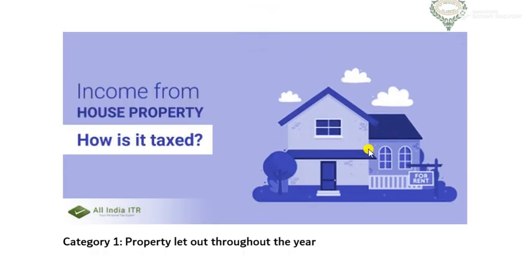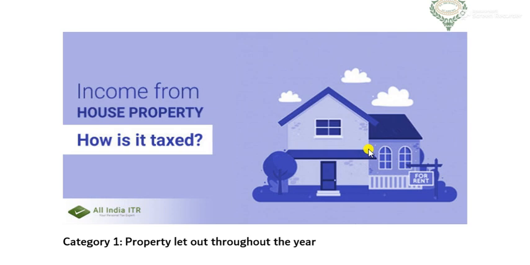We were doing income from house property in taxation, and today, hopefully, we'll finish the first category of income from house property, which is property let out throughout the year. There are four categories, as you have been told before, and we were doing the first category, and we had learned how to do the sums on income from house property.